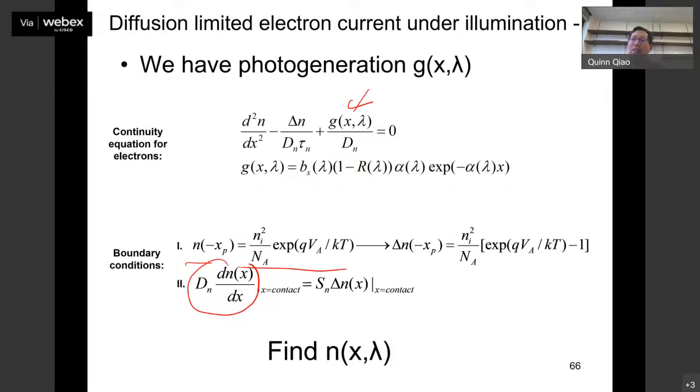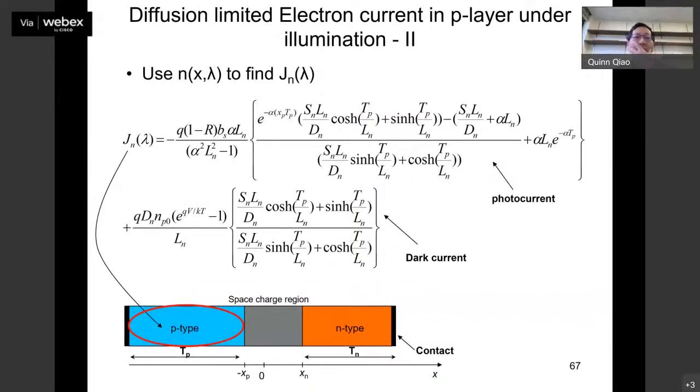Otherwise, if your thickness is longer than the diffusion length, a lot of charge cannot reach the contact. So that's why, at the contact surface recombination, all the delta n will be recombined at that contact, because they all reach it, as the diffusion length is longer than the thickness. So all of that has been recombined there. This is the second boundary condition. Now you have two boundary conditions and this differential equation, so you can solve it into these kinds of equations.